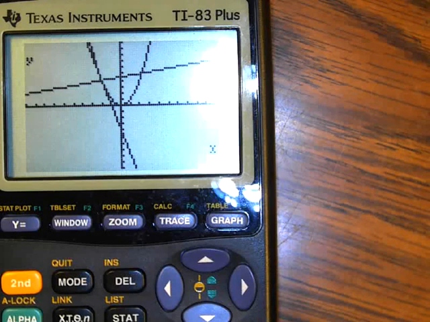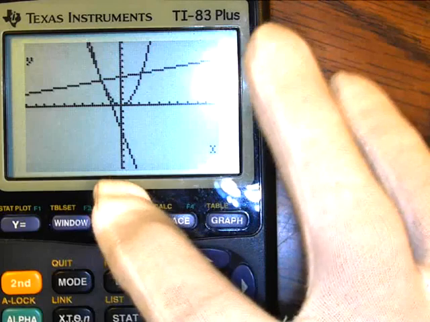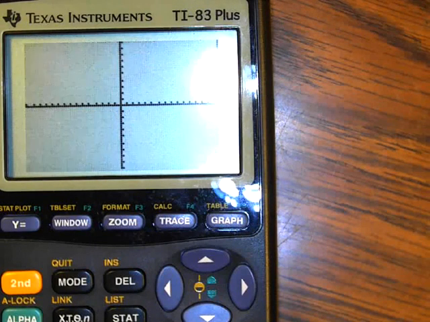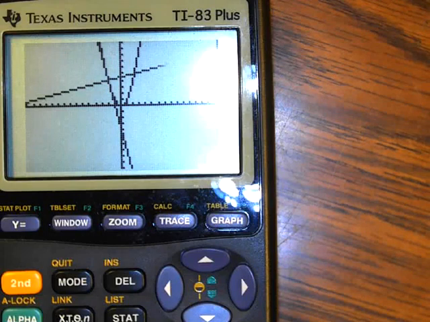The reason why is because your window is kind of like a widescreen TV. So if you go to zoom 5, that's going to give you a square window. Now you'll be able to see a little bit better. There's the tangent line, and you can see how the normal line is perpendicular. So that's how you could graph that.